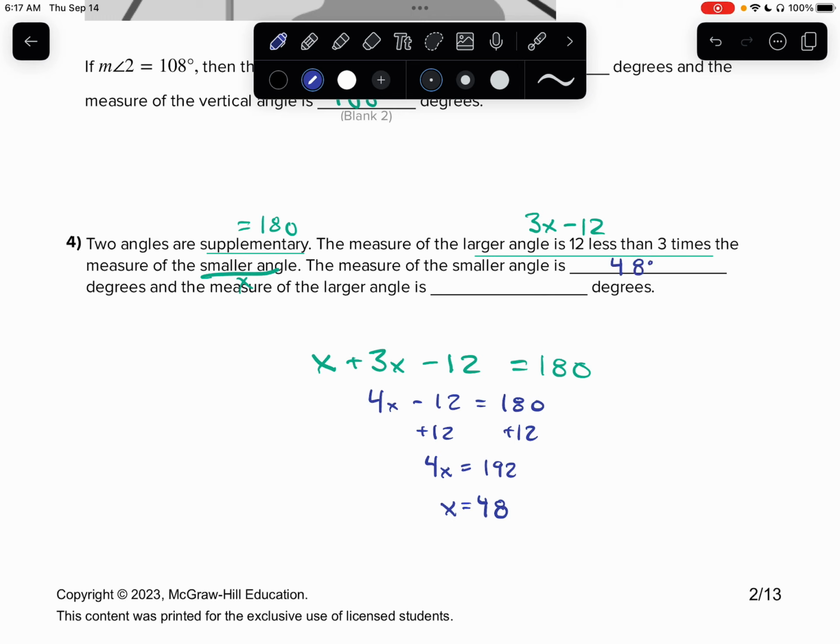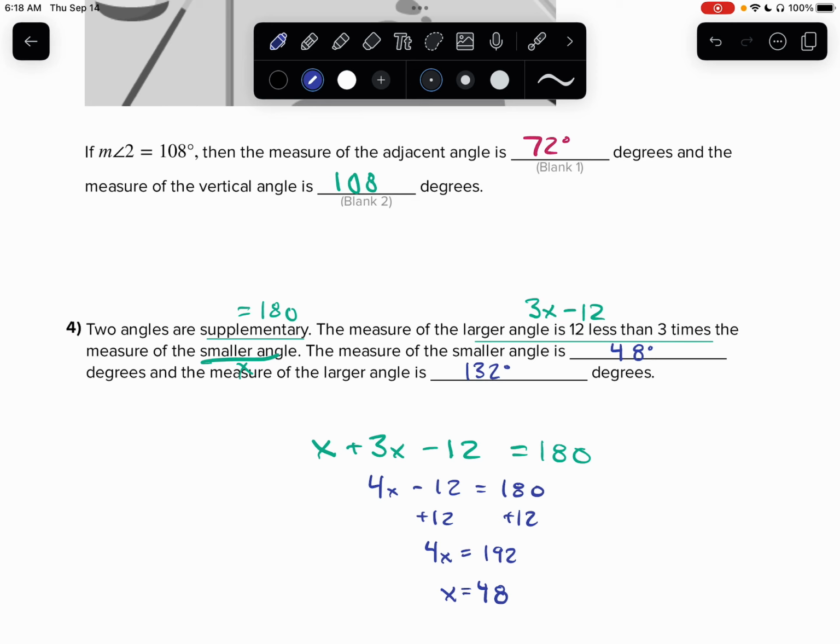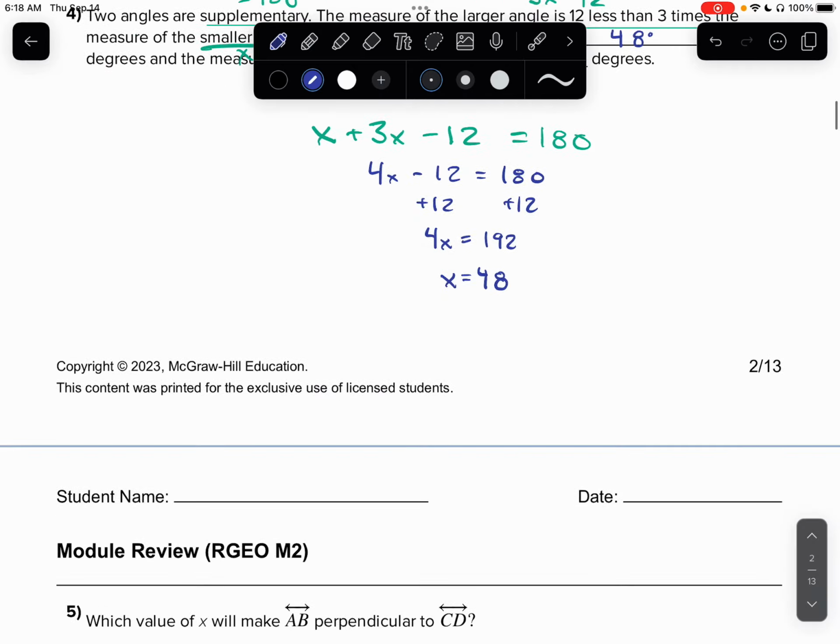And then the larger angle, I could plug it back into this equation, that 3x minus 12. Or, since I know that they add up to equal 180, I can just do 180 minus 48 now. So 180 minus 48 in my calculator gives me 132. So the larger angle is 132 degrees. And if I had plugged 48 into this 3x minus 12, I would have gotten the same answer. So either way, 48 and 132 are supplementary, and the measure of the larger angle is 12 less than 3 times the measure of the smaller angle. So that works. Moving on.